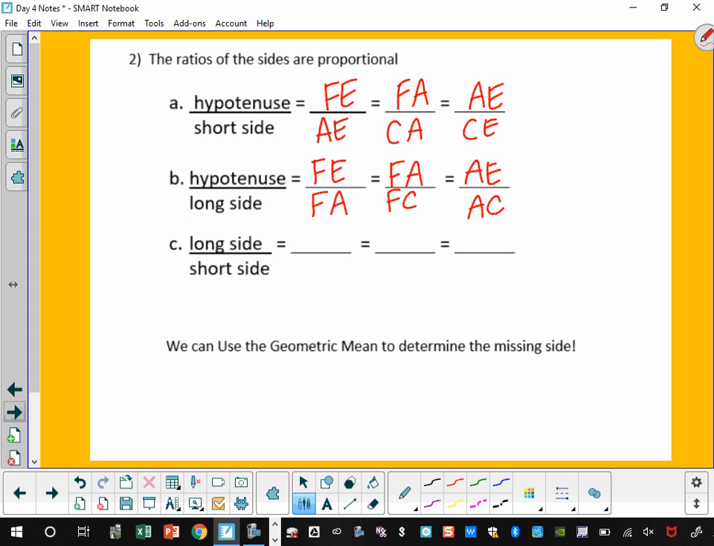All right, part C. The long side. We already wrote the long side. FA, FC, and AC. Over your short side, which we already wrote, is AE, CA, and CE. I'm just using the information that I already had.